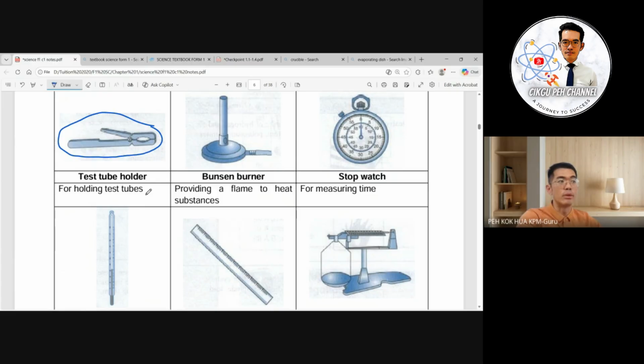with the high temperature. Okay, then Bunsen burner, providing a flame to heat substances. 本生灯，小学有学过本生灯。Okay, then for measuring time, we are using stopwatch.